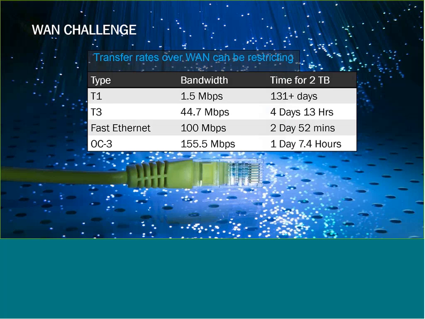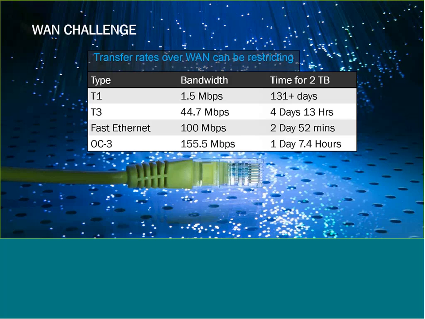The other thing I wanted to talk about was WAN transfer rates, because this is a consideration that can be quite restricting depending on how much capability and how fat your pipe actually is to your cloud. This chart shows the time it takes to move 2 terabytes given the bandwidth of a typical connection. Even if you have a fairly high-speed connection, whether it's a fast Ethernet type connection or an OC3, it can still take multiple days to move that amount of data between your local environment and the cloud.